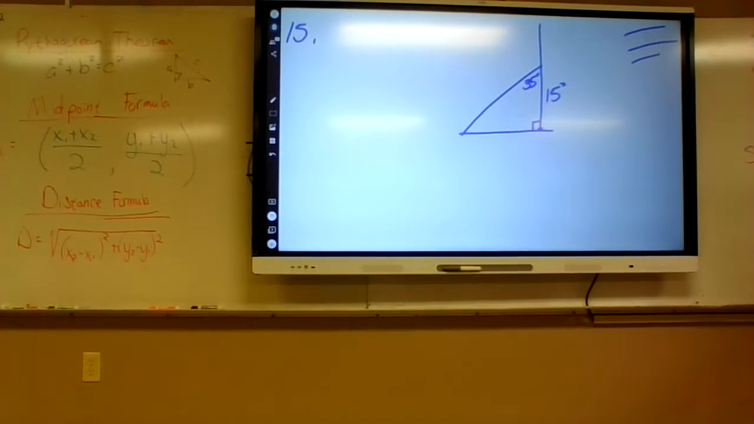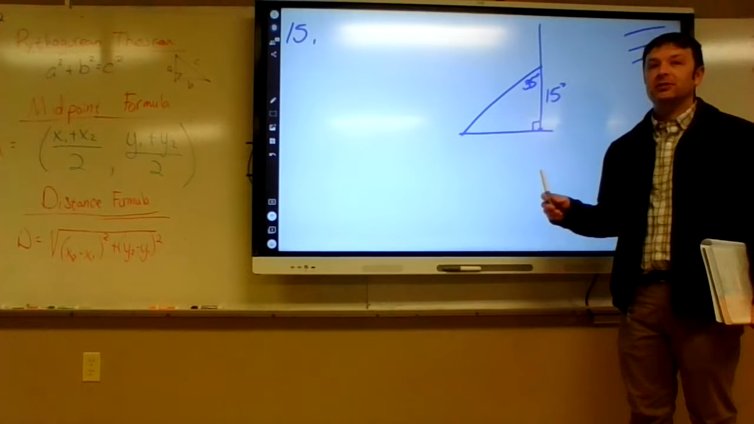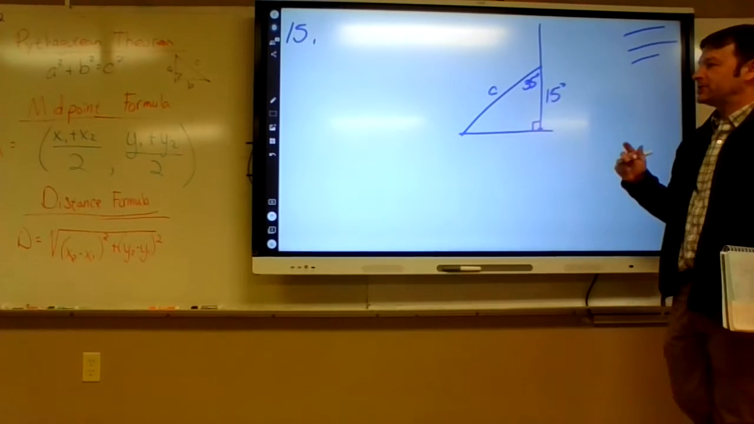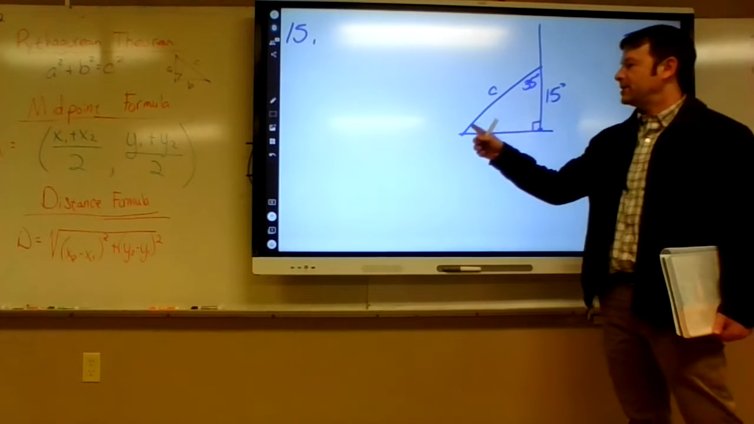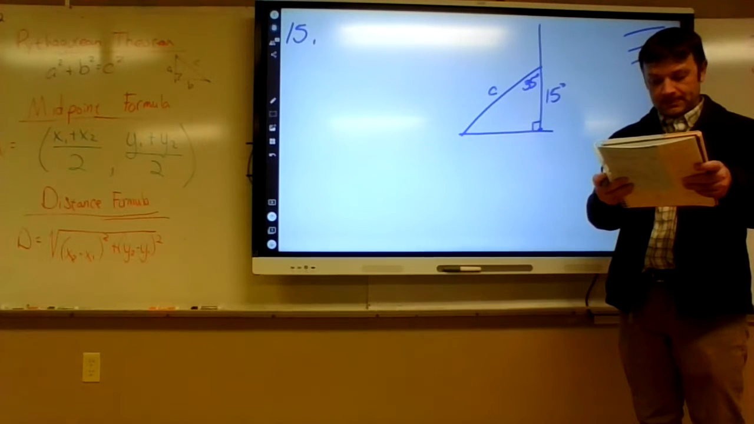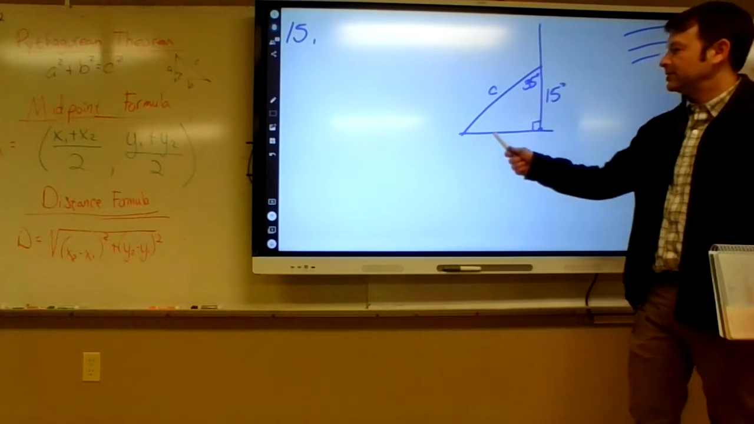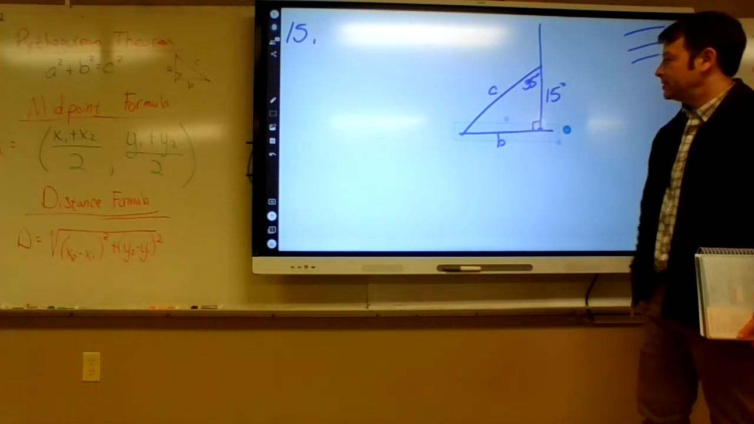The first question is, how long does the wire need to be? So which side of the triangle would represent the length of the wire? Hypotenuse. Call it C. The other question is, the smallest distance from the base at which the wire can be attached to the roof. So wire attached to the roof, how far away from the base? So let's call that side B.